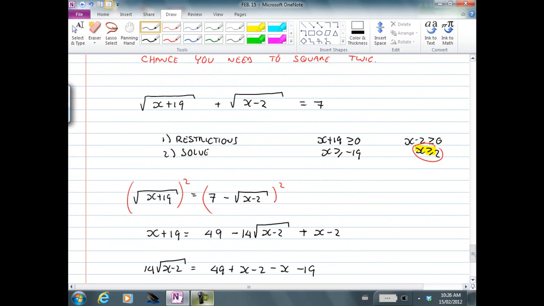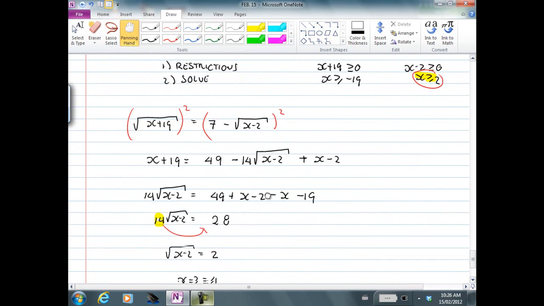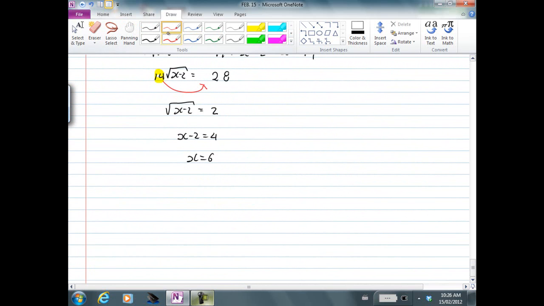So just sub it in, 6. I want to verify the 6 works. So it goes root 6 plus 19 plus root 6 minus 2. That gives me 5 plus 2. Hey, 6 works. Guys, gals, high five your friend, do the happy dance. You're done. Is that hard?